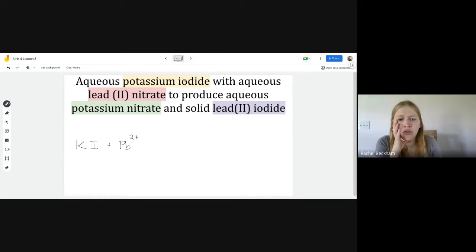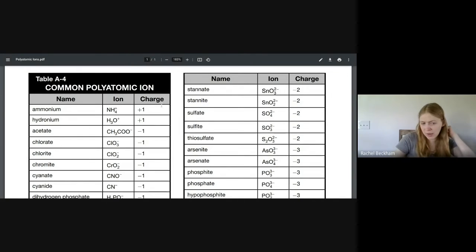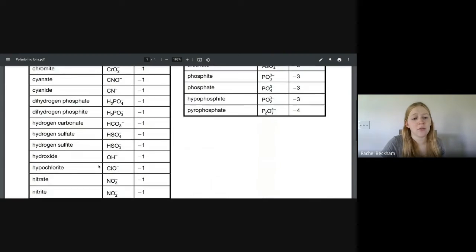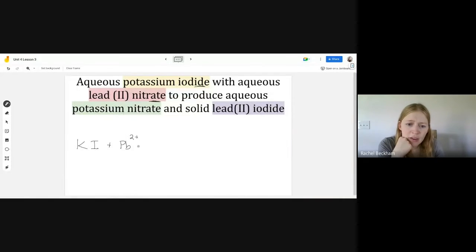And then nitrate, it ends in -ate, not "ide." And when something ends in -ate, it's a polyatomic ion. You can get this list from your table A4 in your chemistry reference guide. When you find nitrate right here, nitrate is NO3 with a -1 charge. And so this is NO3 with a -1 charge.